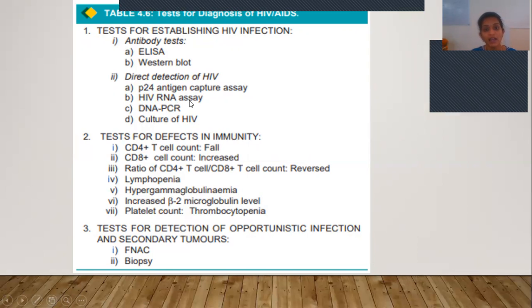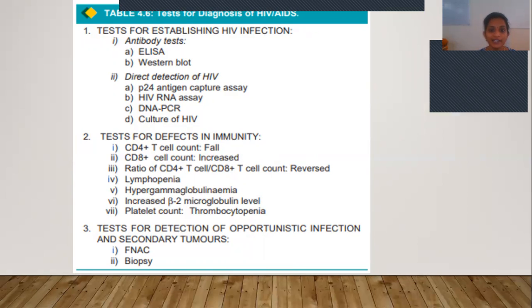And HIV RNA, as in the core there will be the presence of two single-stranded RNA. So identifying that, DNA PCR and culture of HIV. So cultural sensitivity also will be done for HIV. So these are the tests for identifying the HIV infection. And then tests for defects in immunity. So what are the defects in immunity? CD4 T cells, CD8 T cells, so these are the immune cells.